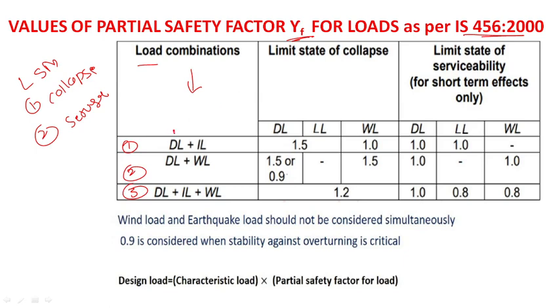One is dead load, and IL means imposed load, or we can say live load, or wind load. WL means wind load. So now we have dead load, wind load, and imposed or live load. Coming to the first combination in the limit state of collapse, if you have dead load plus live load, you have to take 1.5 as the multiplying factor, and if you are taking wind load also, you should take a multiplying factor of 1.